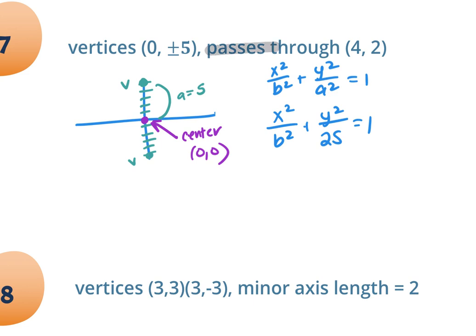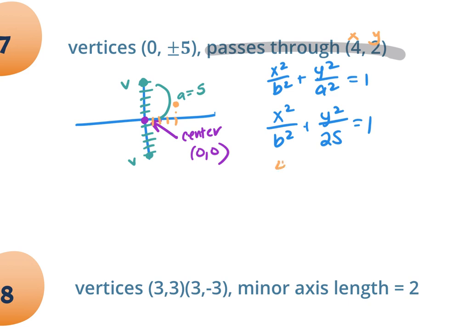Then it says it passes through 4, 2. What's that going to tell you? Here, let's just get a visual. 1, 2, 3, 4, 1, 2. Is that a vertex? Or a co-vertex or a foci? It's not, because it would have to be on the x-axis, right? It's not a co-vertex either. It's somewhere in between. So it's just a point. What's a point? What letters are points? X and y. So I can plug those in as x and y and solve for b squared.